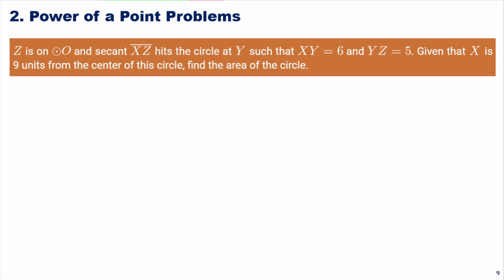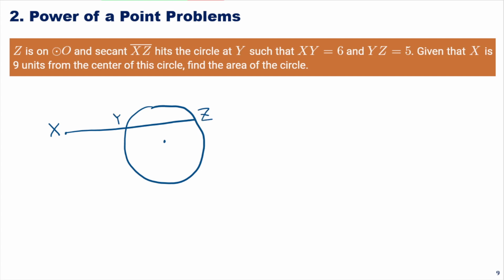Okay, let's have a look at the solution together. We start with a diagram. This is our circle O, some point X is here, right? XZ is a secant line. It hits the circle at Y. Y should be here. Because XY, okay, it's given that XY equals 6 and YZ equals 5.